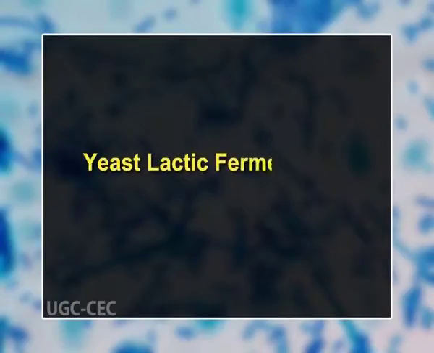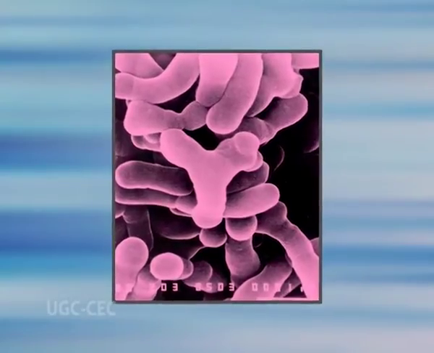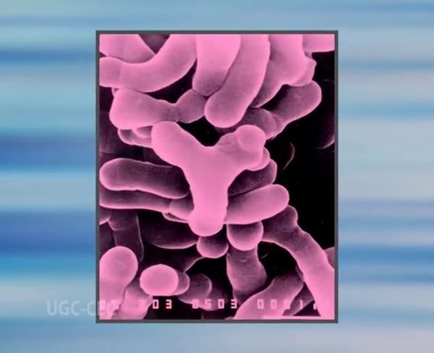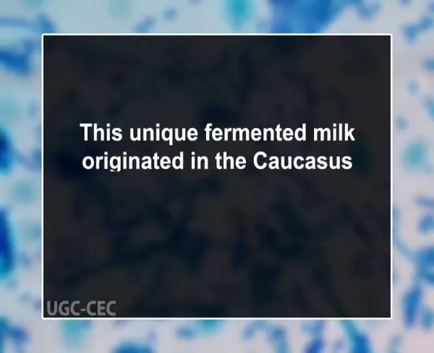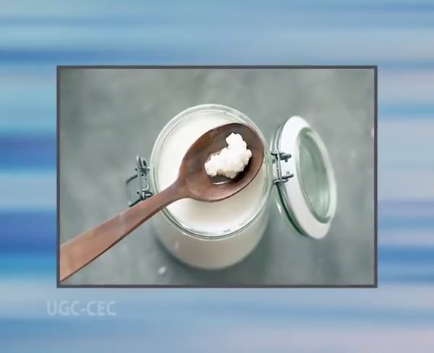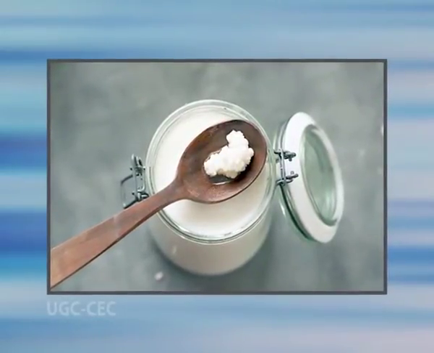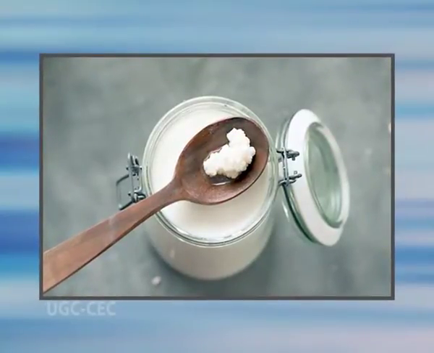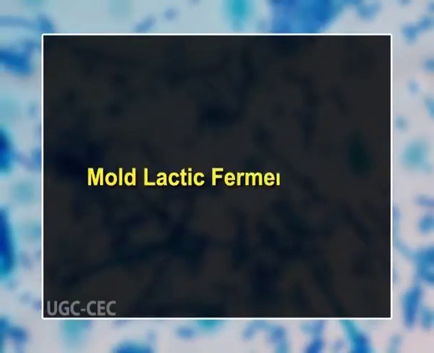Now coming to yeast lactic fermentation. Yeast lactic fermentations include kefir, a product with an ethanol concentration of up to 2%. This unique fermented milk originated in the Caucasus Mountains and it is produced east into Mongolia. Kefir products tend to be foamy and frothy due to active carbon dioxide production. This process is based on the use of kefir grains as an inoculum. These are coagulated lumps of casein that contain yeast, lactic acid bacteria and acetic acid bacteria. In this fermentation, the grains are used to inoculate the fresh milk and then recovered at the end of the fermentation. Now coming to mold lactic fermentation.